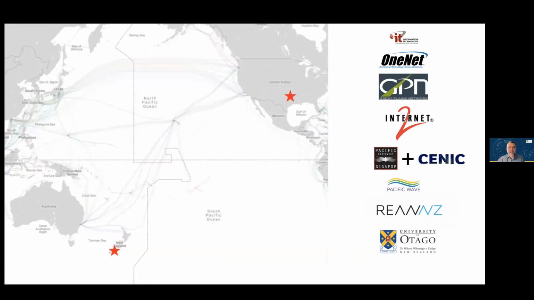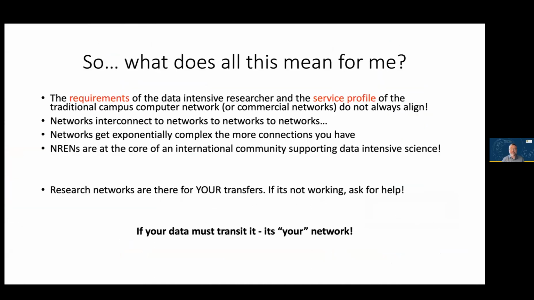Okay, so a couple different things before I wrap up here. One is the requirements of the data intensive researcher and the service profile of a traditional computer network don't always align, especially commercial networks. So networks interconnect to networks, to networks, to networks. You can have a lot of different networks involved when you're transferring data, even just within a smaller area, say a state or something like that. If you're on a commercial network, you can have a lot of different commercial networks involved that are moving the data around. And if you don't have that end-to-end visibility or that end-to-end ability to troubleshoot, things can get very difficult when it comes to large data flows.